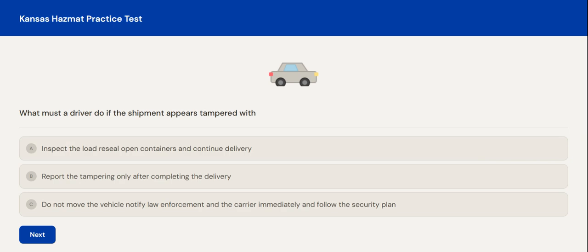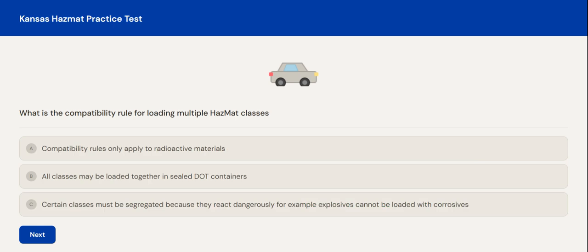Next question. What must a driver do if the shipment appears tampered with? Do not move, notify law enforcement, and contact the carrier immediately. Suspicious activity must be treated as a potential security threat.